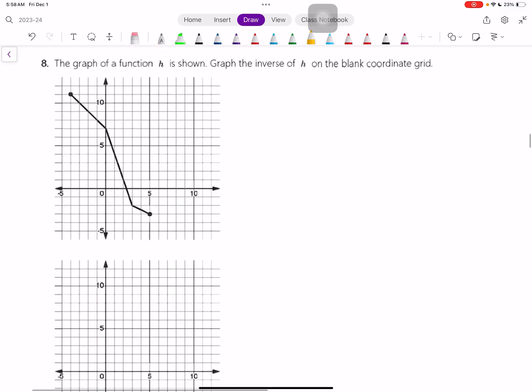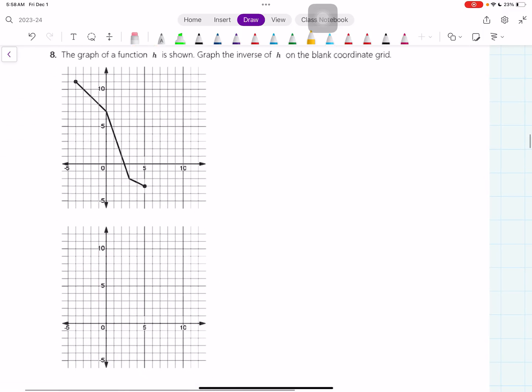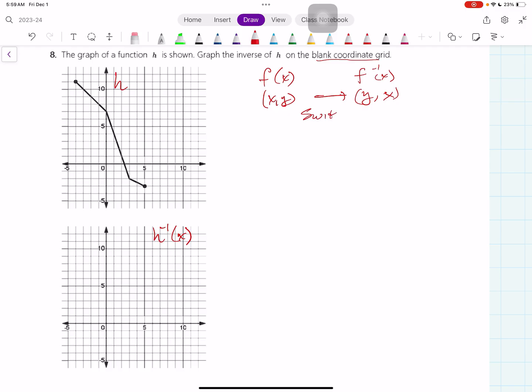All right, number 8. What's going on with this one? The graph of h is shown. So this is function h here. Graph the inverse on the blank coordinate grid, which means below. So we want to graph the inverse down here. No problem. Here's the idea: any coordinate on f of x, let's just call it (x, y), becomes (y, x) on the inverse. So you want to switch coordinates, as I keep on saying.